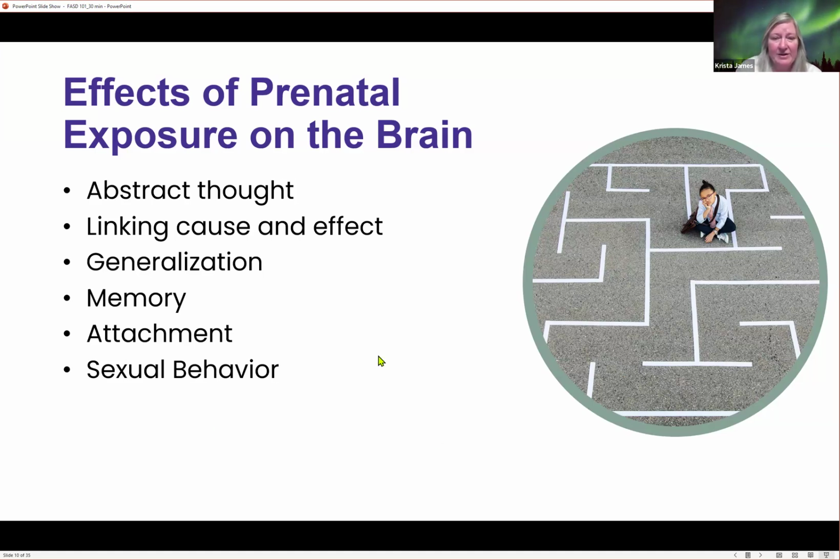So the effects on the brain could be that they could have a really difficult time with abstract thought. They could have trouble linking cause and effect. They may have trouble generalizing skills from one environment to the next. They may have trouble with short-term or long-term memory. They may have attachment disorders, and they may exhibit over-sexualized behavior.